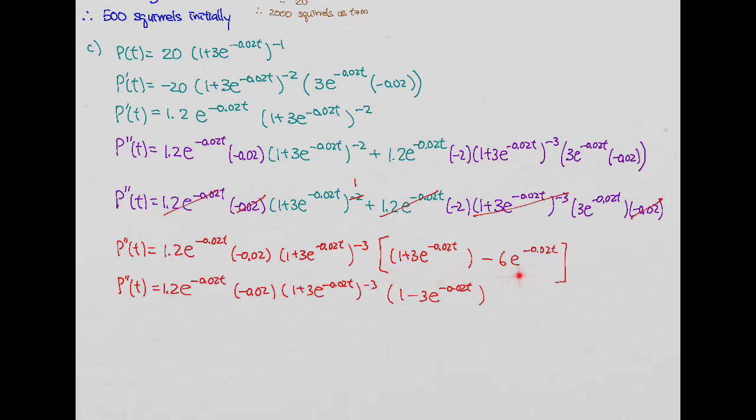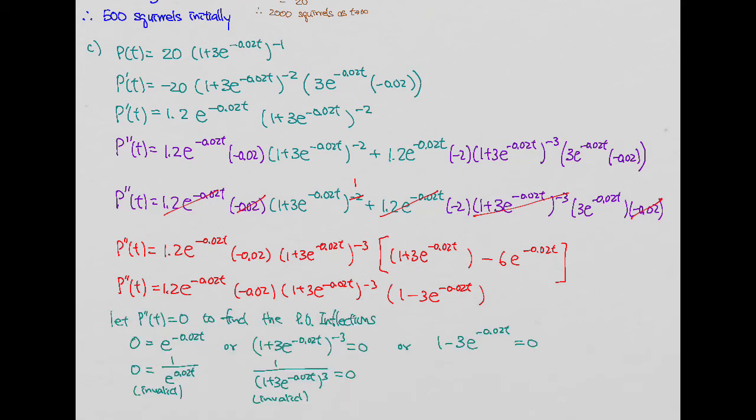Then simplify the square bracket by collecting the like terms. So you do 3 minus 6, you get -3e^(-0.02t). Once we have the second differentiation, we let it equal to 0 to find the points of inflection.